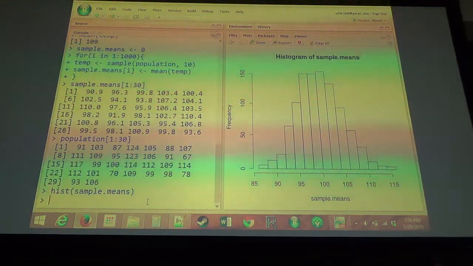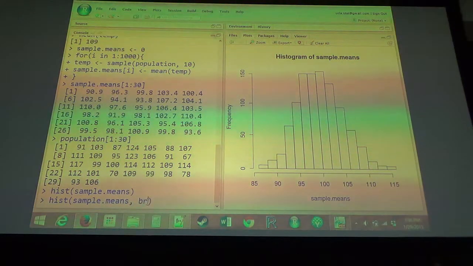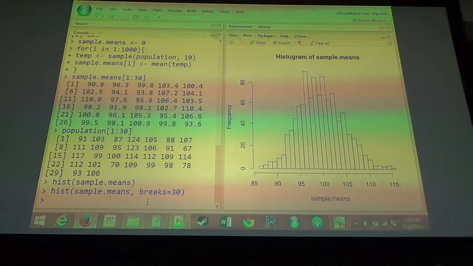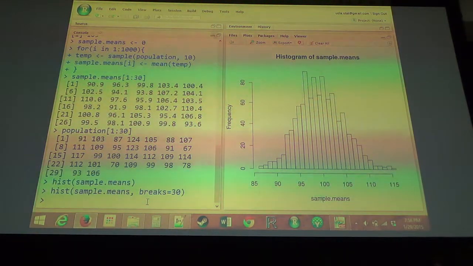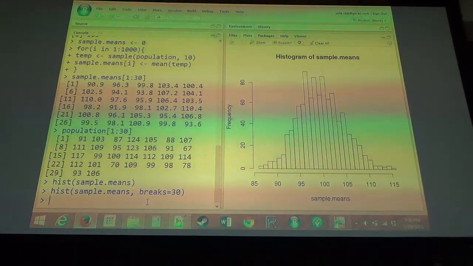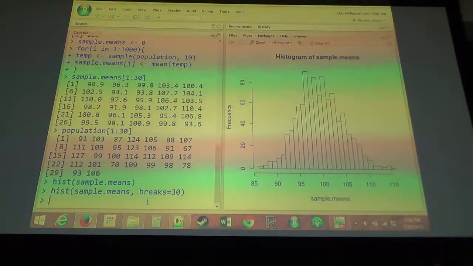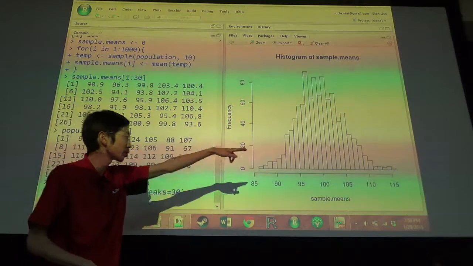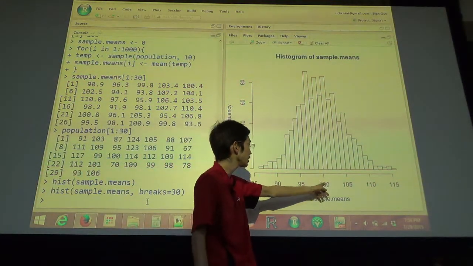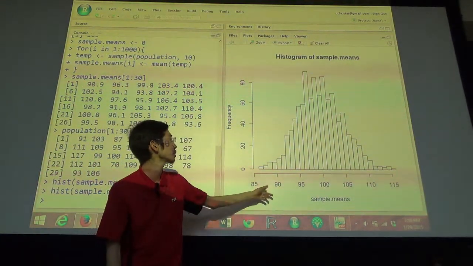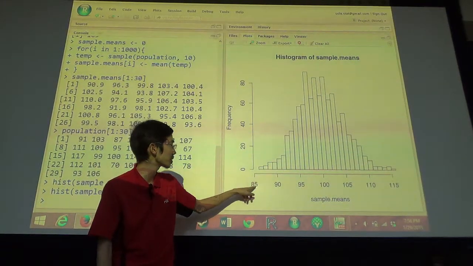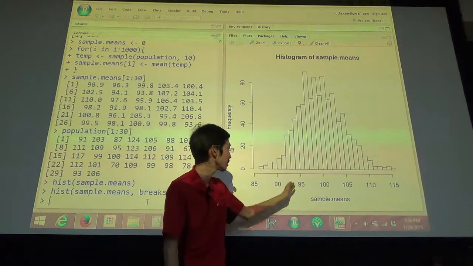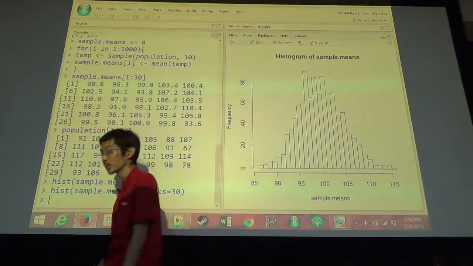Let me just increase breaks here, to a higher number of breaks than what it defaults to. We get a little bit of weirdness, but we get something that still looks very normal. The mean is 100, but what do you notice about the range? The smallest values we see are down at 85, and the highest values we see are at 115, where the bulk is, I don't know, around 107 or something.